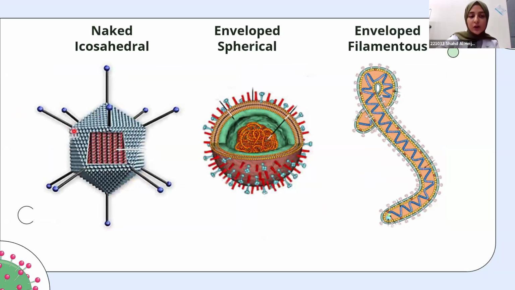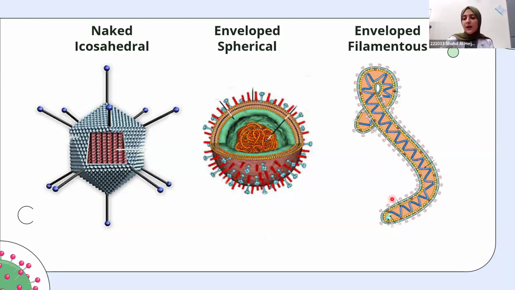So here you can see the icosahedral shape, and the genome is inside, and this is naked because it does not have an envelope. So those spikes are attached directly to the capsid. Here you have a spherical shape. You have the genome inside, covered by the capsid and by the envelope. You can see the envelope will resemble the cell membrane, and it has the spikes attached to the envelope.